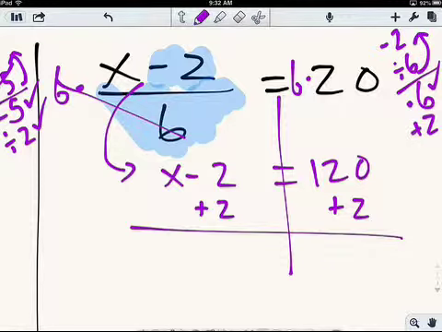Minus 2 plus 2, that's 0. And since it's 0, I don't really have to write anything. I'll just write x is equal to 120 plus 2, which is 122.